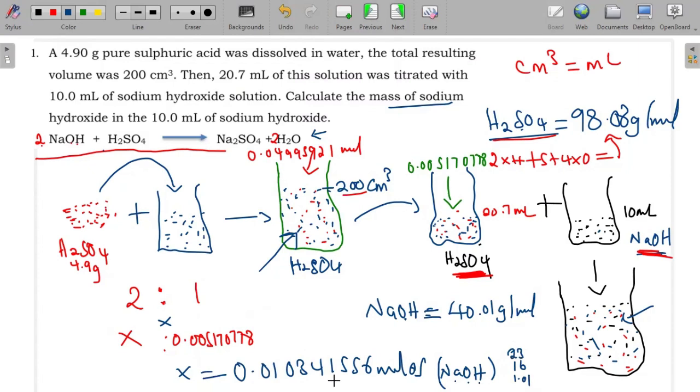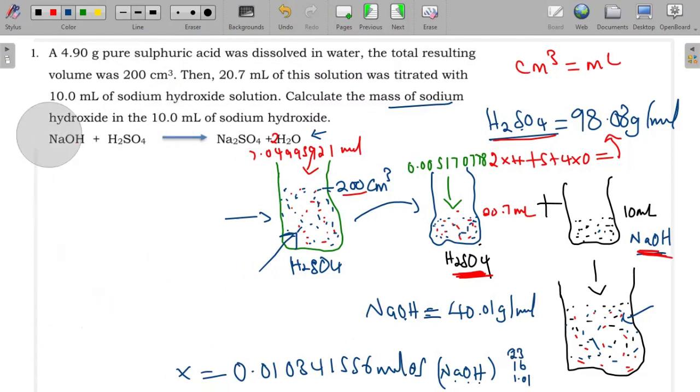Okay, so I have the moles and the molar mass. I can use them to find the mass of this what? Sodium hydroxide. So we're going to say, okay, I can even erase this now. We're going to say moles is equals to mass over molar mass, right? So I can make mass the subject. It's going to be equals to the moles times the molar mass.